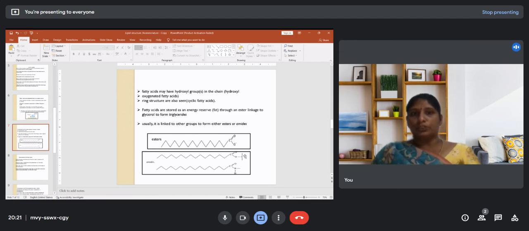Fatty acids are stored as energy reserve. We know about the triglycerides, which are the depot fats seen below the adipose tissues. Usually, the fatty acid is linked to other groups to form esters or amides. You can see in the first diagram the linkage with an ester, and the next one shows the linkage with an amide.